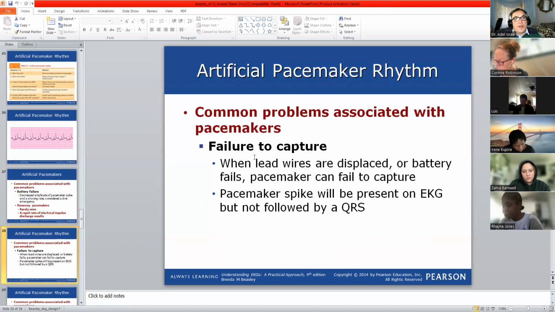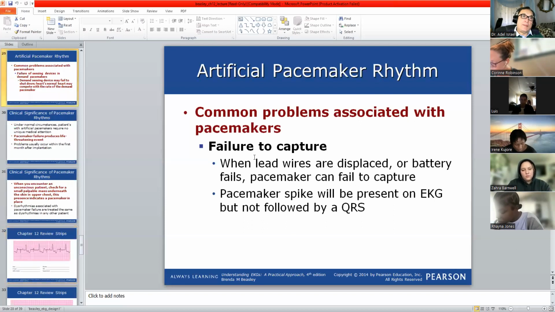So what is failure of capture? I will find the spike, and the spike is not followed by P or QRS. So this is failure of capture. So how do they diagnose it? They do an EKG, and they find that there is a spike, but this spike is not followed by any wave. So we call this failure to capture.